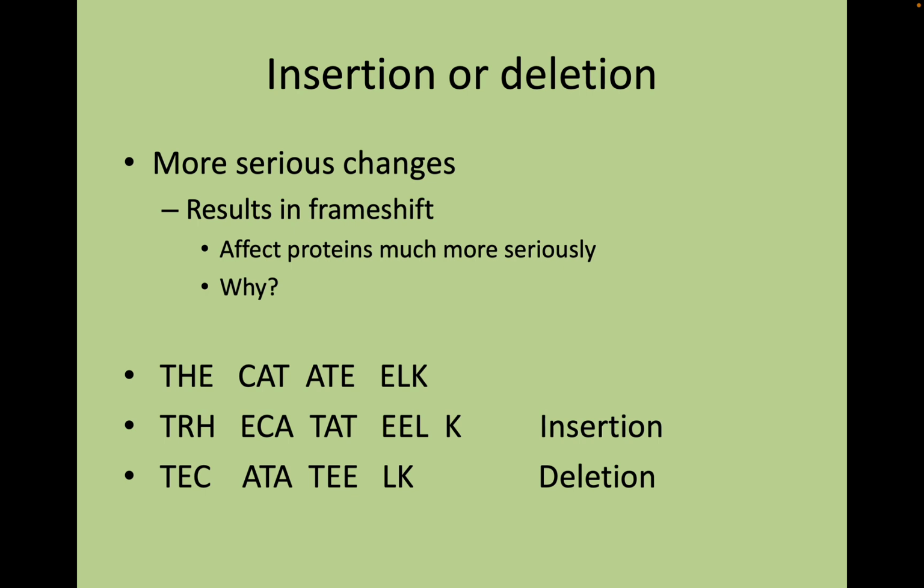Insertions or deletions are more serious. These are the frame shift mutations, and they affect proteins much more seriously. So we've got our original sequence here, the cat ate elk. If there's an insertion of an R here, all of a sudden, none of these amino acids make any sense, right? Similarly, if we delete one, nothing makes sense anymore. So these will not produce a protein that functions the way that the original gene sequences should have.